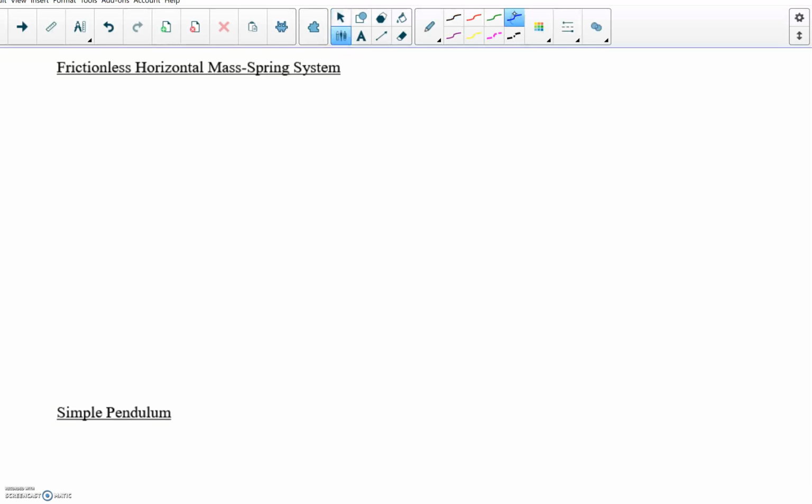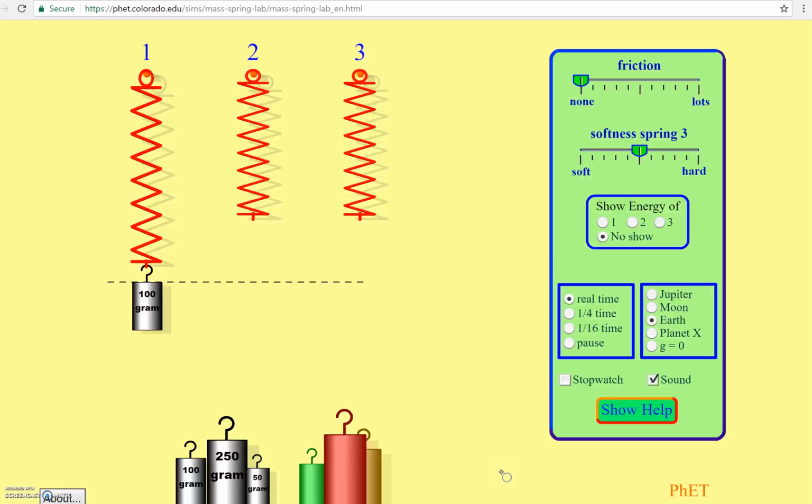This unit is going to be all about oscillation and waves. So we're going to start with things that can oscillate. Now, oscillate just means moving back and forth on a repetitive path.